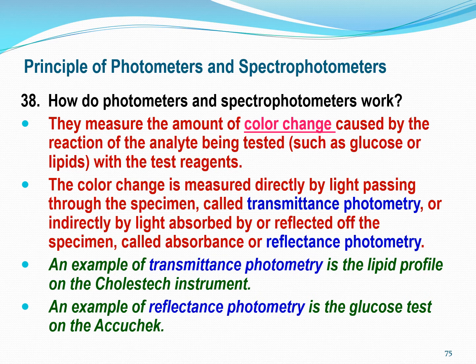Okay? An example of transmitting photometry is the lipid profile or the Cholesterol instrument. So make sure you know that the Cholesterol instrument is transmittance photometry and that the Accu-Chek is reflectance photometry, right? Because this question will be on a test. It will ask you to give an example of each one of these types of photometry.